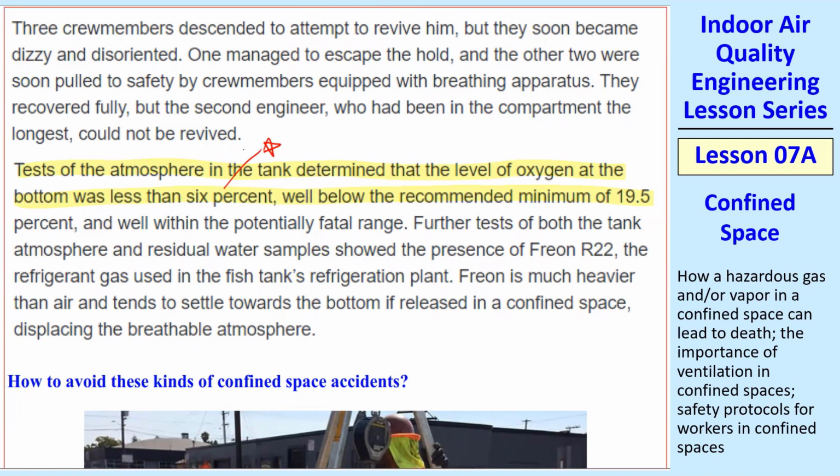This is what often happens in silos too with farming, that they'll have carbon dioxide in the silos. Workers will go in there and be asphyxiated, and someone else will come in to try to rescue them, and that person dies too. I've read articles where there's been several people dying in the same location for the same reason, and they were trying to help each other, but they didn't realize.